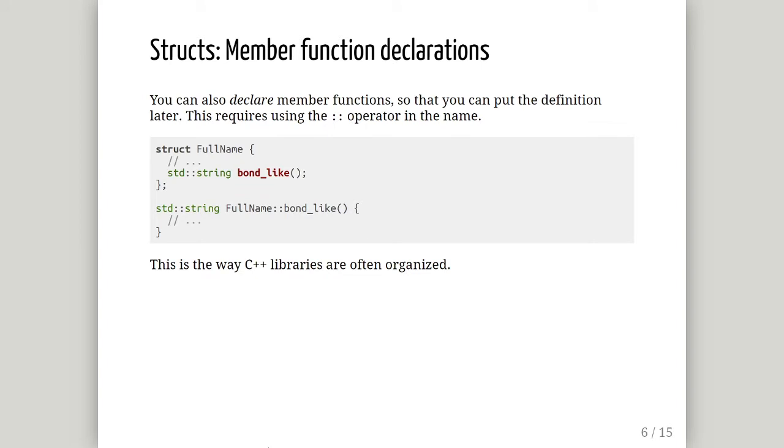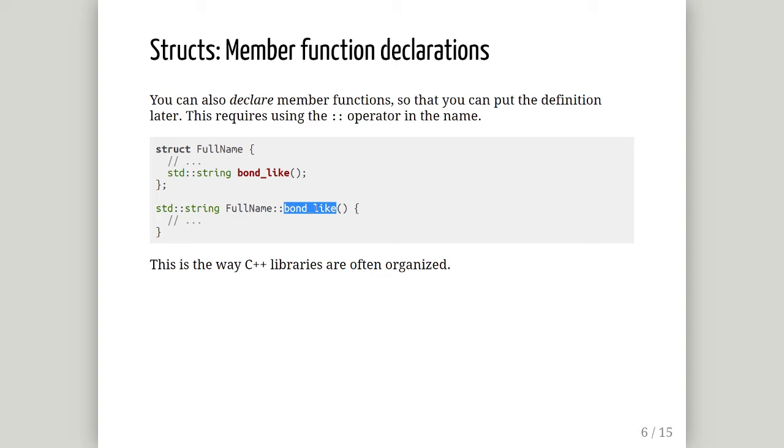Now, I introduced declaration versus definition. We've started talking about structs. We can do the same declaration versus definition distinction with member functions. Here now, the bond-like member function does not have a function body. It ends with a semicolon. This makes it a declaration. This allows us to put the definition outside the struct later on.